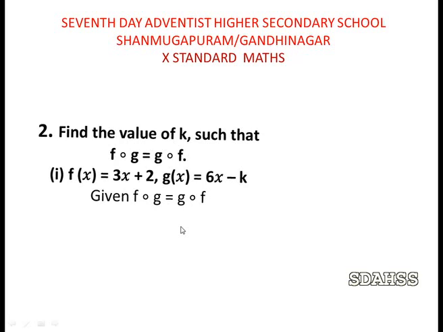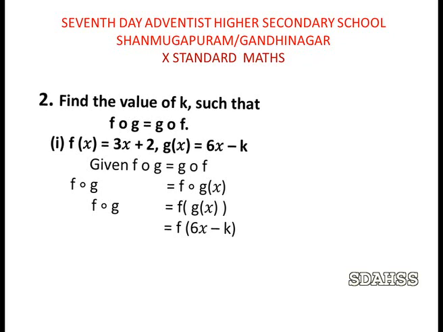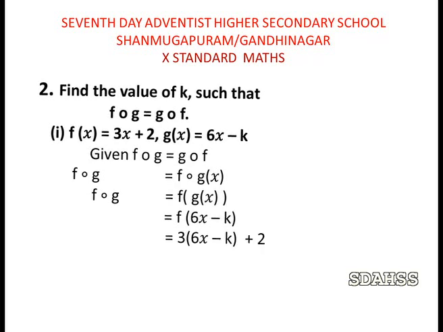First you have to find f dot g. F dot g is equal to f dot g of x, that is equal to f of g of x. Now substitute g of x is equal to 6x minus k. It becomes f of 6x minus k. In the function of f of x, you have to replace x by 6x minus k. Now you have 3 into 6x minus k plus 2.